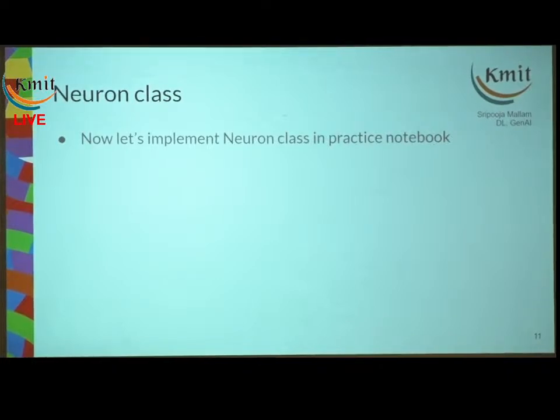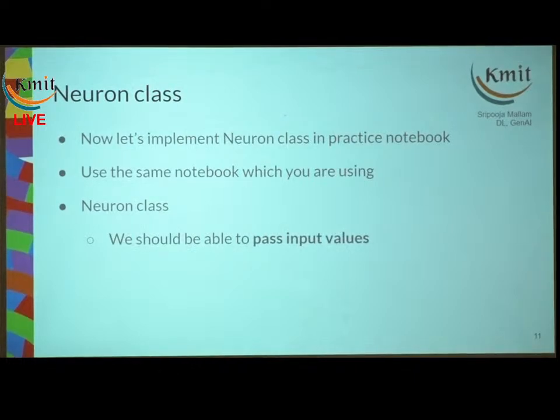Now it's time to implement the neuron class again in the practice notebook, where you have the value class already implemented. We'll use the same notebook for the neuron class, and we have to pass input values somehow to this class. We have to initialize the weights and biases randomly. Remember, because in ANN on day 1 I told you that we start at a random state, assuming that it's going to give us the least loss error.